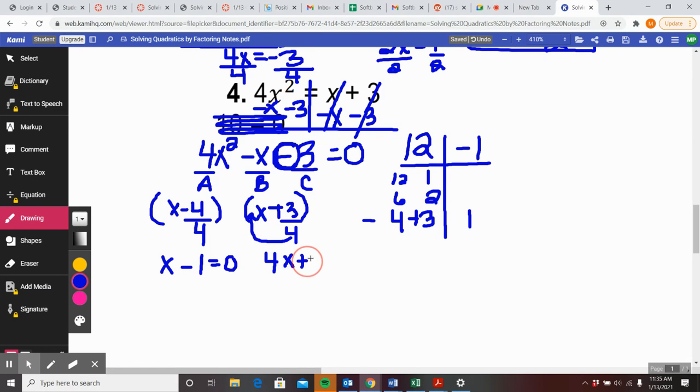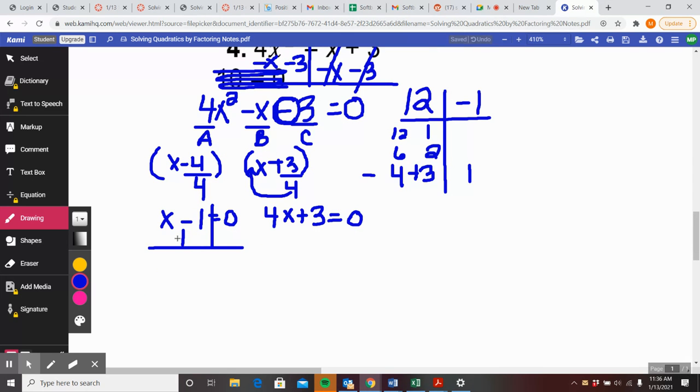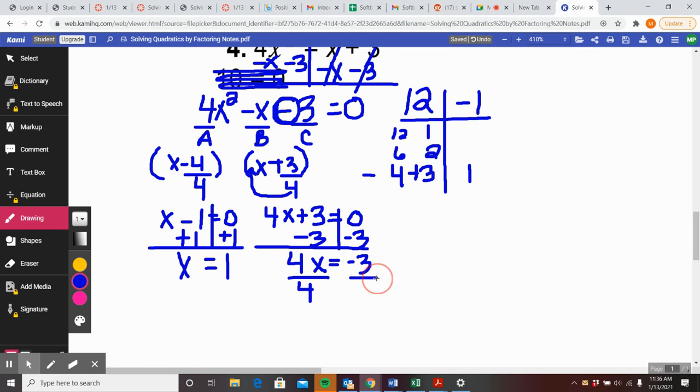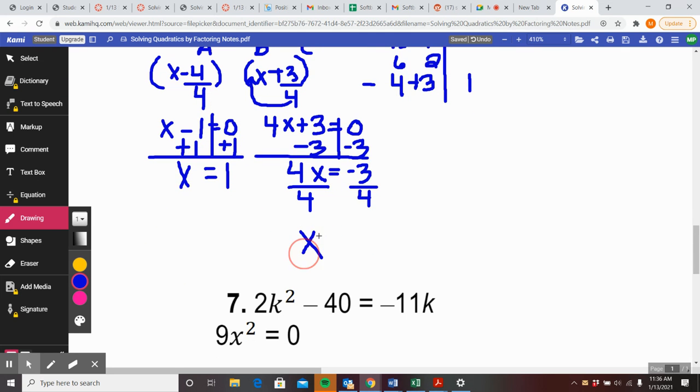4x plus 3. We're going to set them both equal to 0. Now you just solve. Solve for x. How do I solve? You just do the opposite. You add. So this is going to be x equals 1. And then on this one, minus 3, minus 3. So you get 4x equals -3. Divide by 4. Divide by 4. So x equals -3/4. And there's your 2 answers.